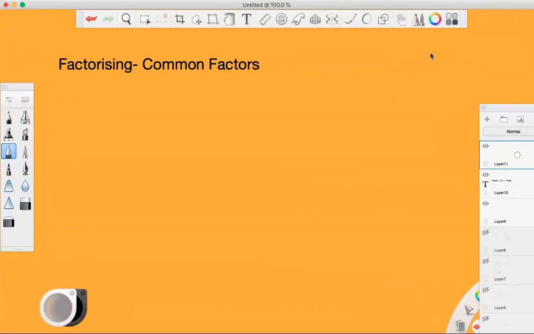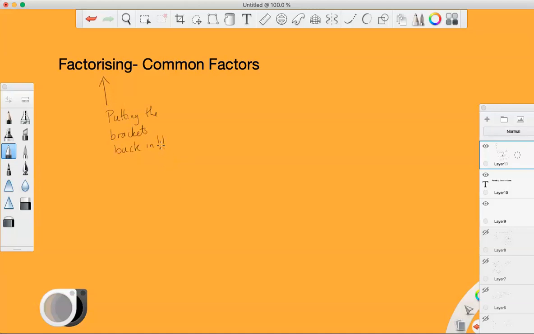Okay, so today we're going to be doing factorising with common factors. So what is this factorising? This is basically putting the brackets back in. So it's the opposite of what we've been doing.